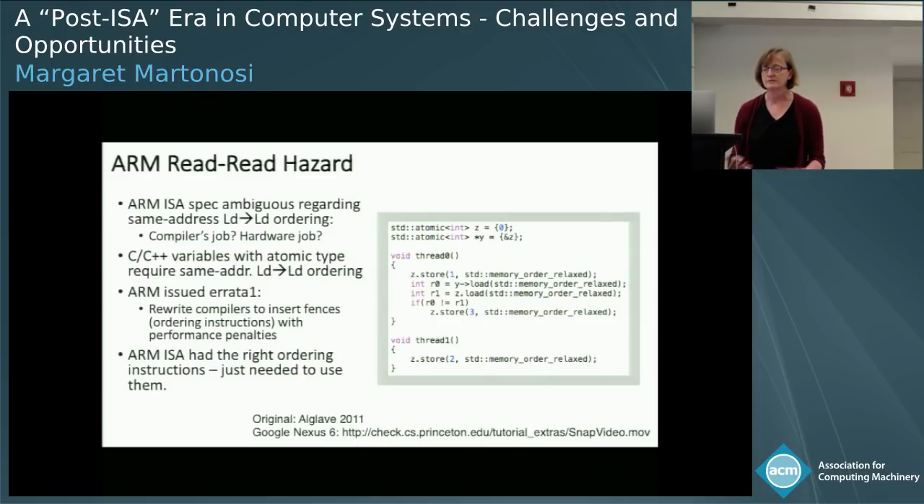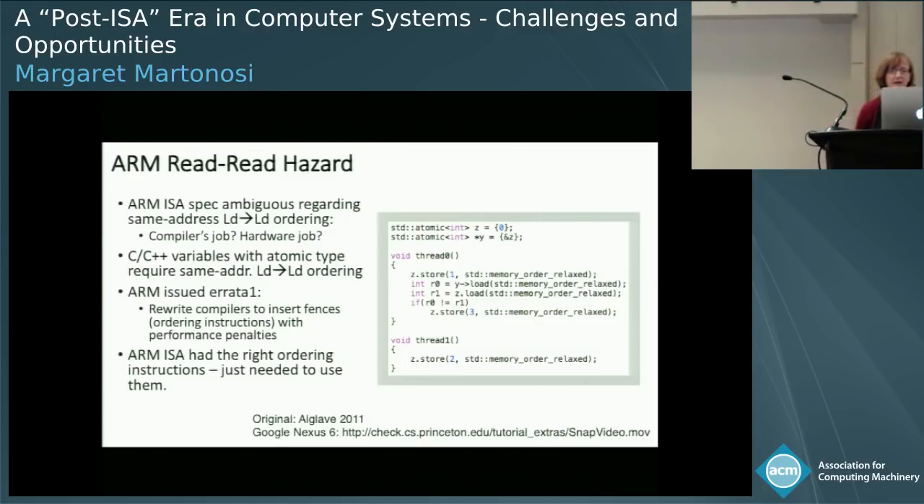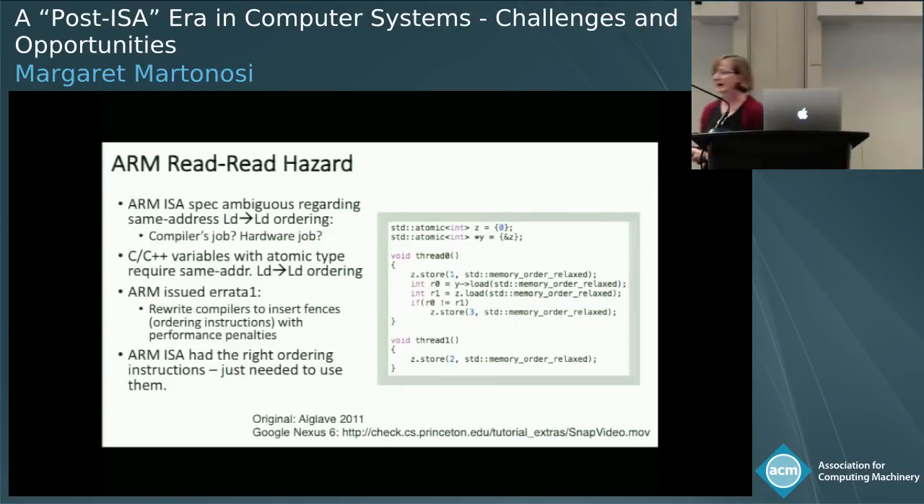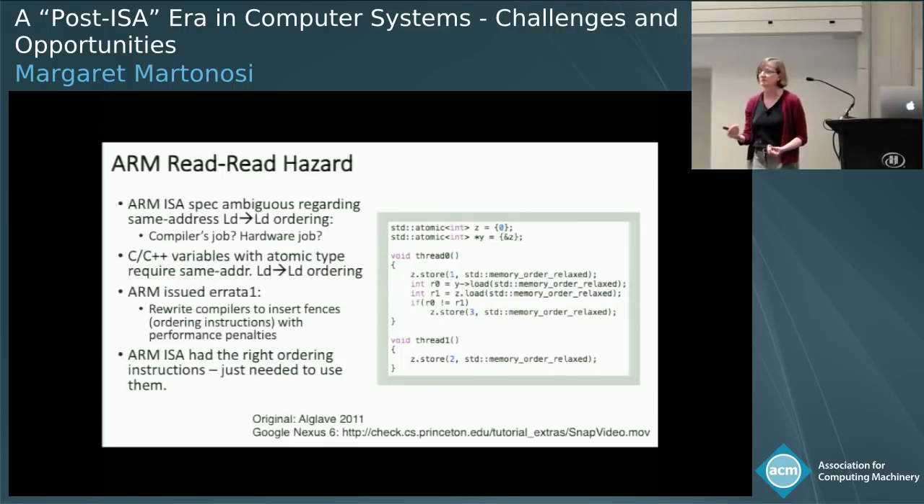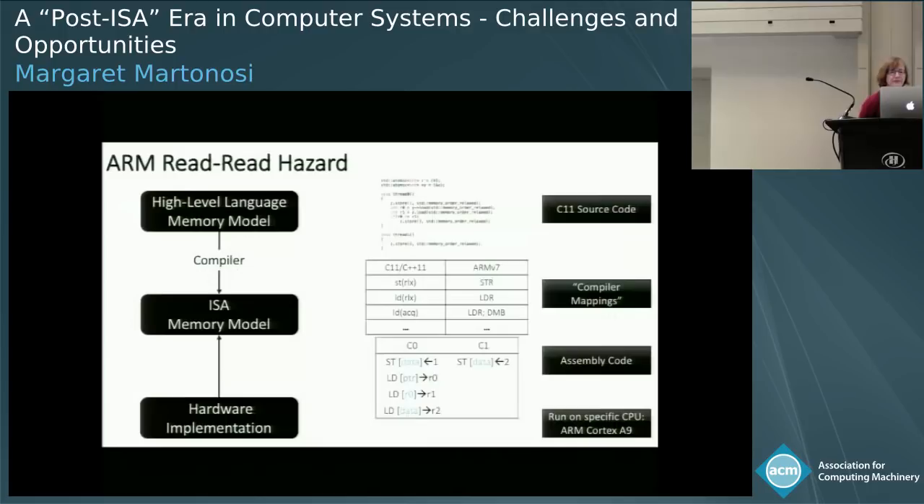In this case, ARM didn't want to recall a ton of processors, so what they did was ask for compilers to be rewritten to insert those fences, those ordering instructions, at the right places. There's some performance penalty associated with that. But the key thing is that the ARM instruction set actually had the right fence available. It was just a matter of asking the compiler people to insert it. Keep that in mind because that will come up in a few slides.